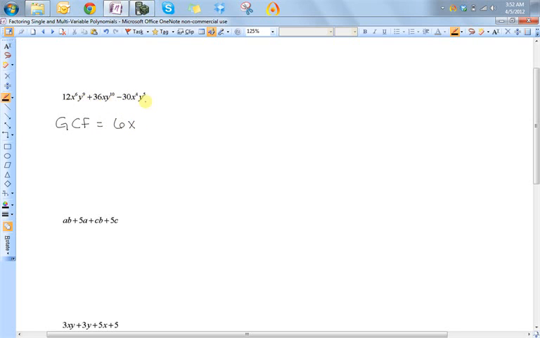Notice they all contain y's, so there's definitely a y in there. But now we just need to figure out what the exponent is. Whatever the smallest exponent is, that's going to be the exponent in our GCF. So factoring out a GCF means we can write this as 6xy to the 5th times some stuff.